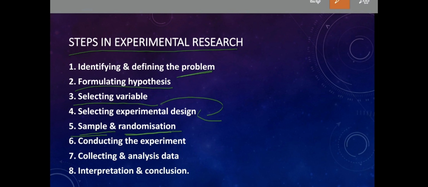Then conducting the experiment. After that, collecting and analyzing data. Then interpretation and conclusion. These are the steps of experimental research.